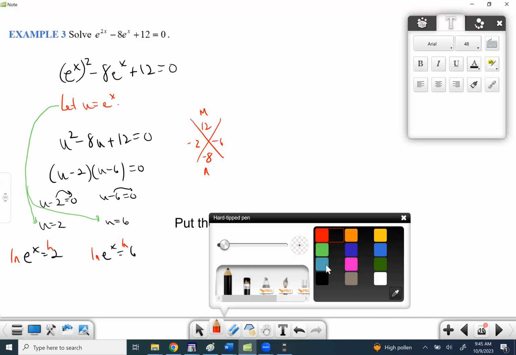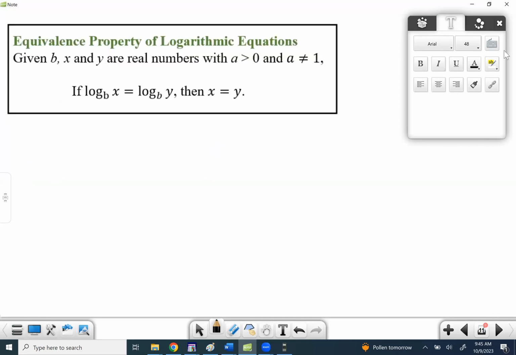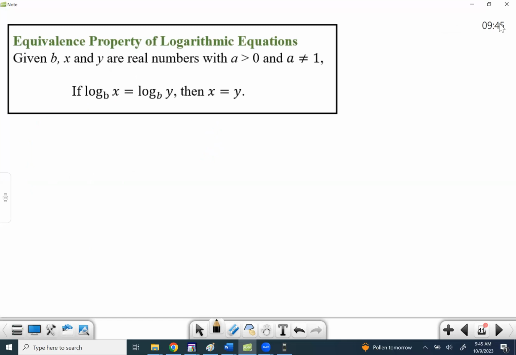And remember that natural log and e cancel each other out. So we just get x equals natural log of 2. Same thing over here. Natural log and e cancel each other out. So x equals natural log of 6. So don't forget to put the x back. I'd be tempted to write, I know myself, I'd put 2 and 6 in on my MyMathLab and be like, why is that marking that off, right? No, that's because that's what u is. We have to find out what x is.